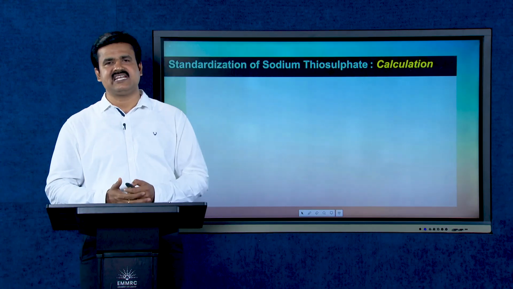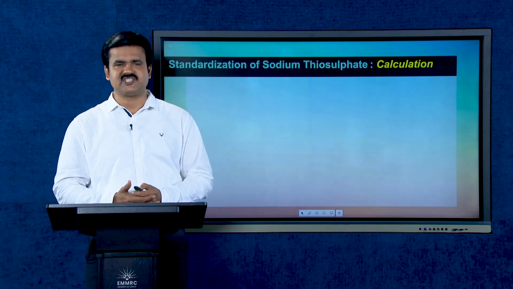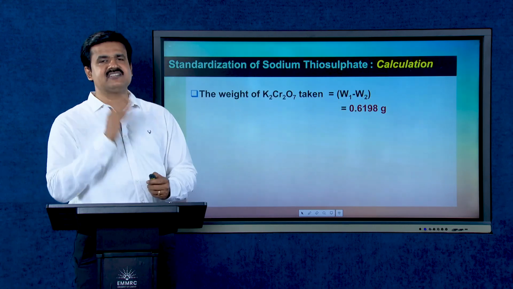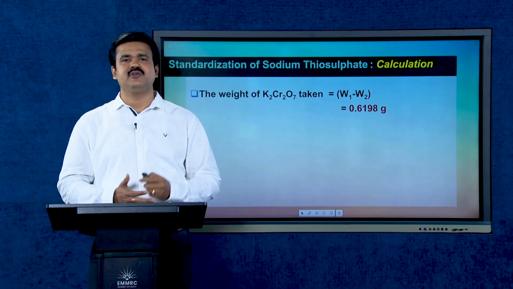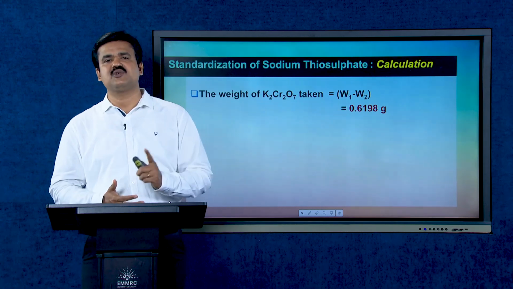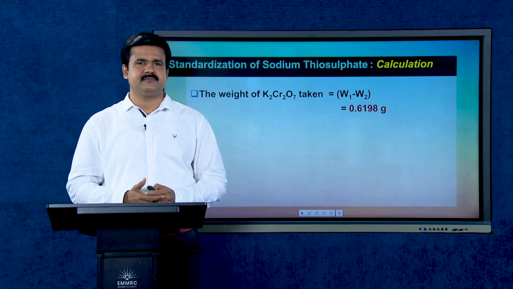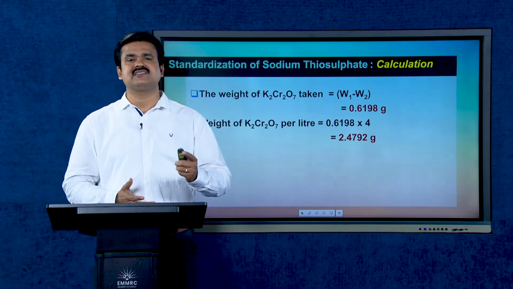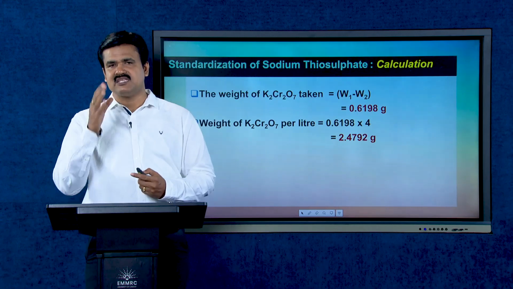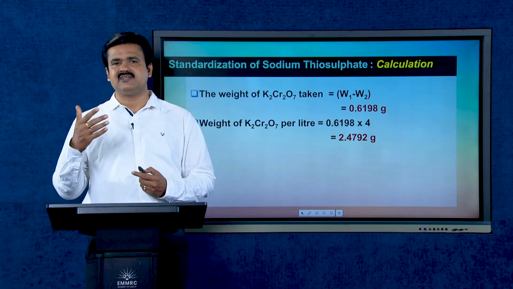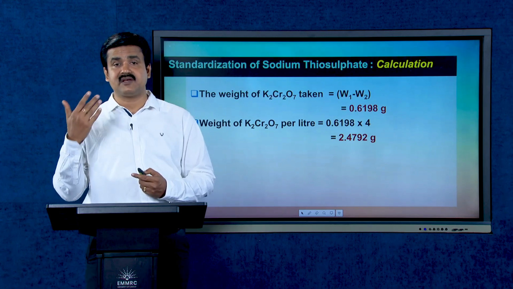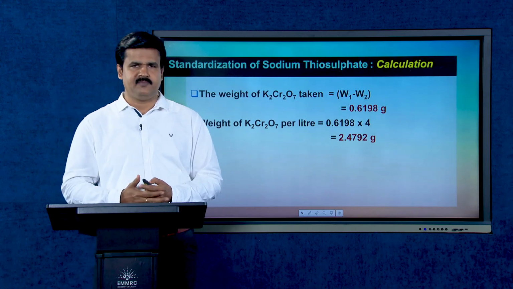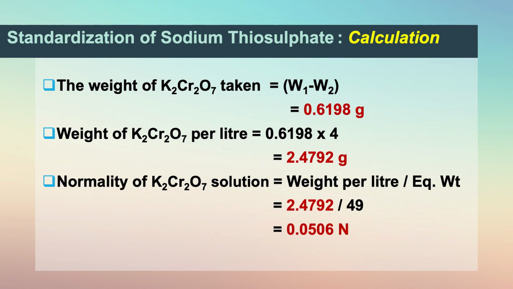That was the standardization part of the entire experiment, and now we enter the calculation part. The weight of potassium dichromate taken is the difference, W1 minus W2, which is equal to 0.6198 for the present experiment. The weight of potassium dichromate per liter is equal to 0.6198 multiplied by 4. The quantity 4 is because you prepared a 250 ml solution. In order to get the weight per liter, you have to multiply by 4 to get the weight per 1000 ml, that is per liter. That is equal to 2.4792 gram.